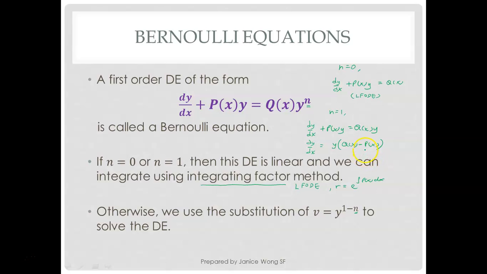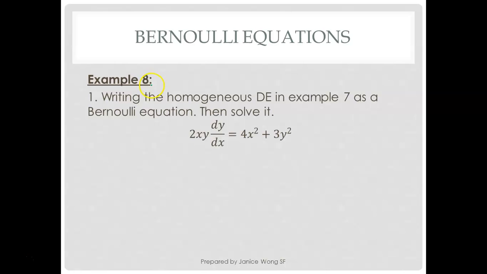So from now on, when you have a differential equation in this form, if n equals 0, it is a linear first-order differential equation. If n equals 1, it is a separable differential equation. Now, let's see the examples on the Bernoulli equation. Example 8 in the notes.